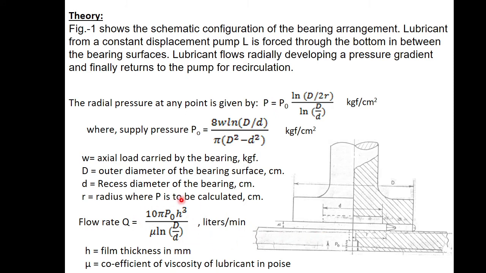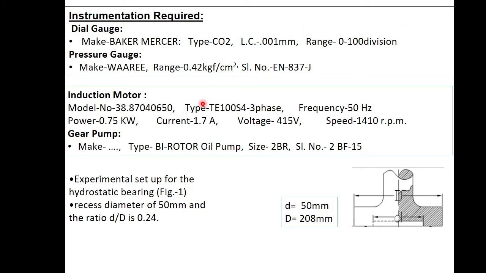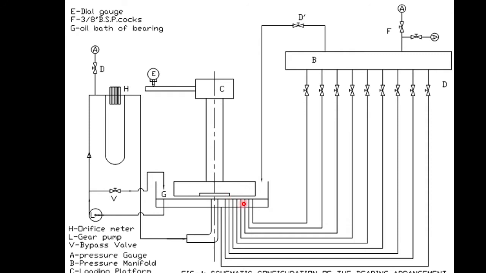This is a theoretical expression for flow rate, and this is for pressure distribution, you know that. And you note these dimensions here. The capital D means the outer diameter, 208 millimeter, and this pocket is 50 millimeter. So you can say this ratio is 0.24. This is the experimental setup, and these are the instrumentation required. Let us see what is there.